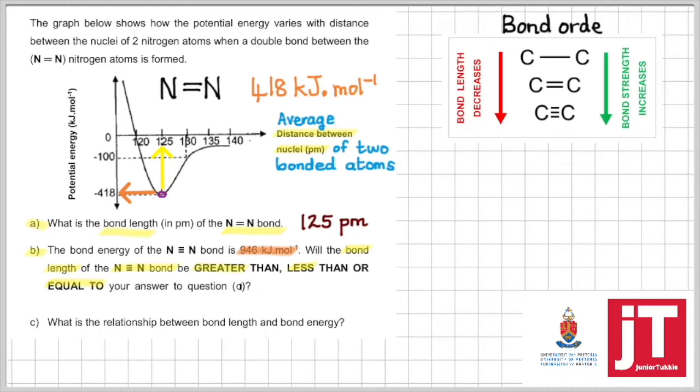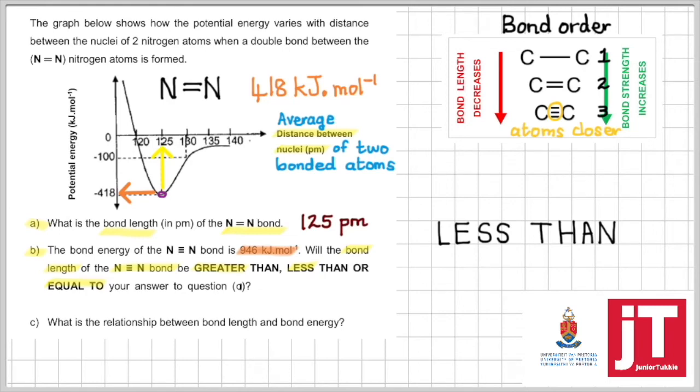There is a relationship between bond order, bond strength, and bond length. As bond order increases, bond strength increases. We therefore say that in general, a triple bond is stronger than a double bond. But as bond order increases, we also find that bond length decreases. This means that atoms in a triple bond are closer together than those in a double bond. We can therefore conclude that the answer to question B is less than. The bond length of the nitrogen triple bond is shorter. The atoms are closer together than those in the nitrogen double bond.